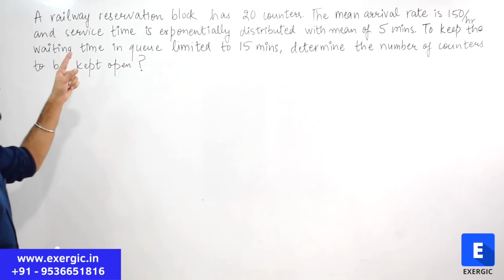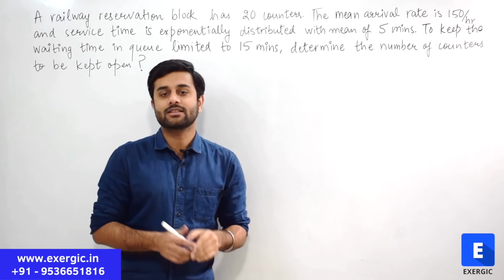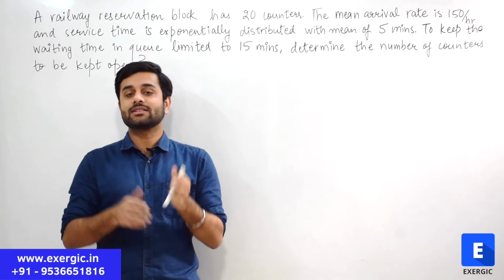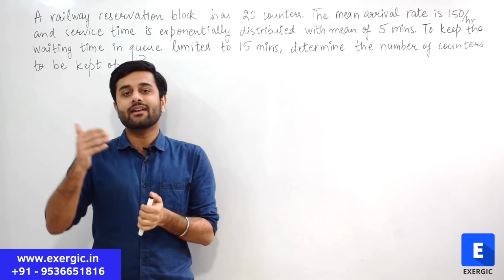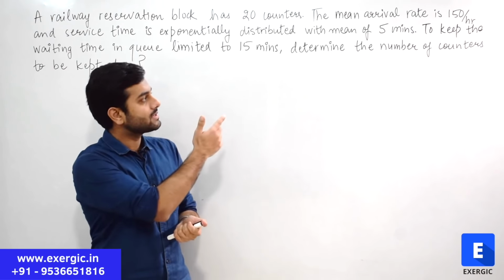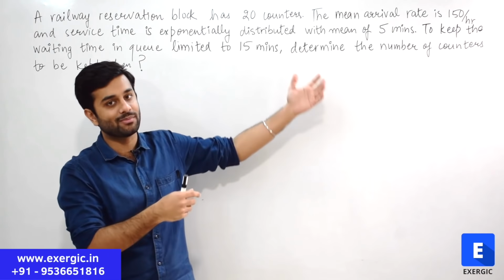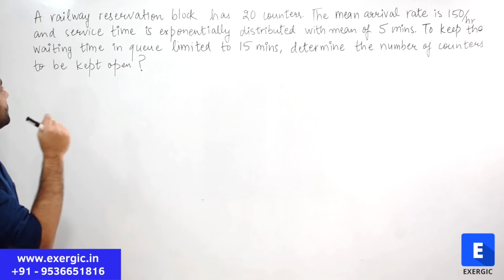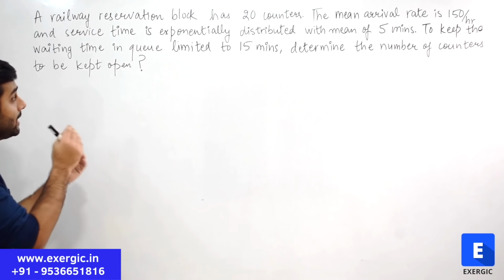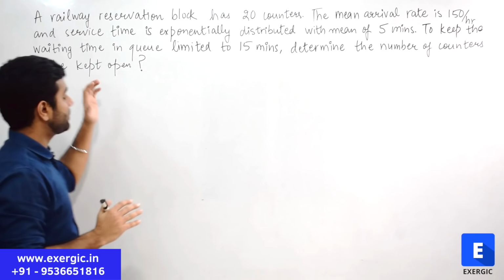And service time is exponentially distributed with a mean of 5 minutes. The service time it takes for the server to process their request and do their job is 5 minutes. Obviously, it is per person. So don't think that is a mistake. It is 5 minutes per person. To keep the waiting time in queue limited to 15 minutes, determine the number of counters to be kept open.